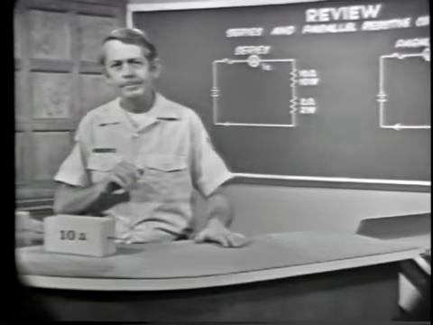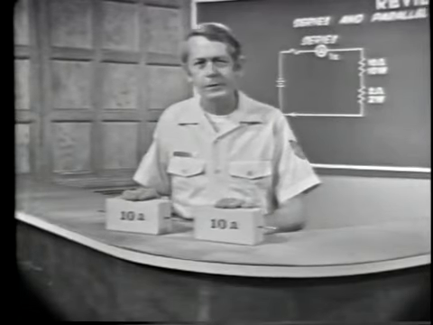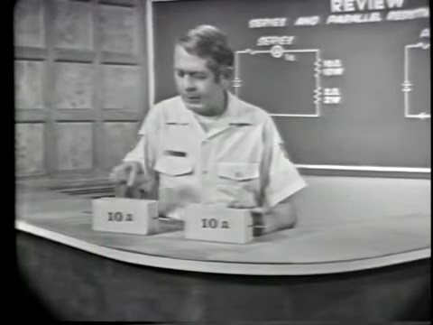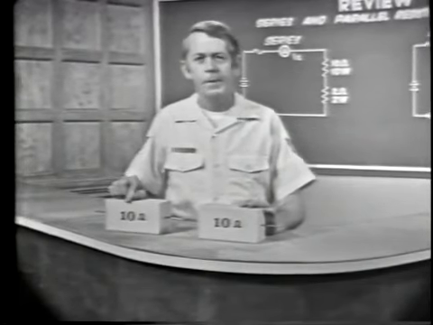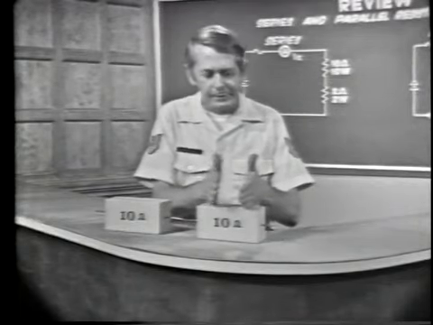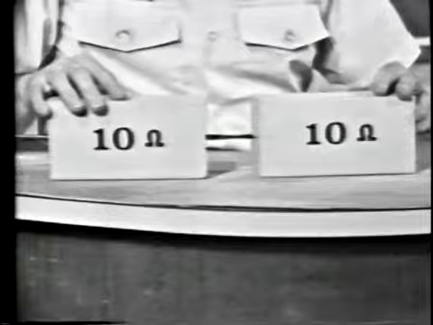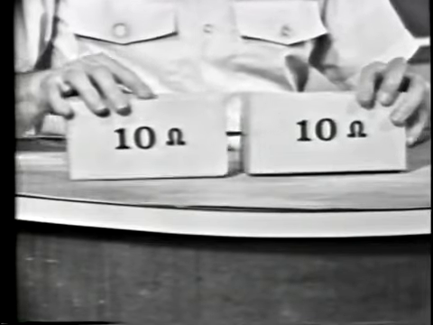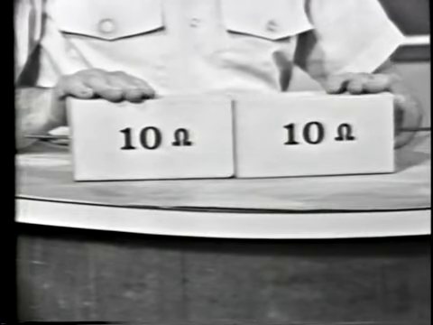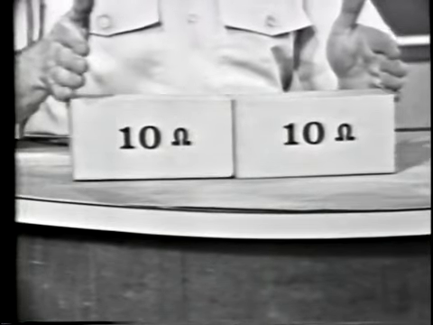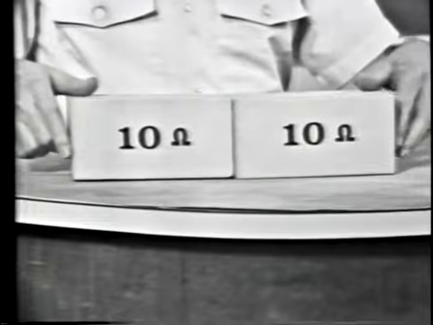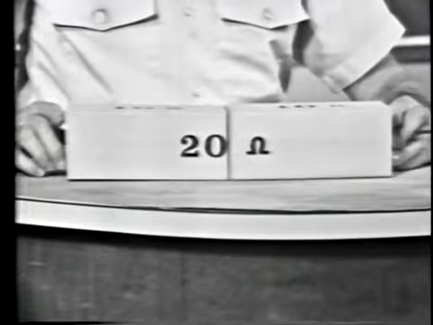I have a simple demonstration that should show why. Suppose that these two blocks are carbon resistors, each representing 10 ohms. Well, when we studied resistors, we learned that the resistance of a material is directly proportional to length. If we connect the resistors end to end, as we do in series circuits, we increase the length of the material and increase resistance to 20 ohms.